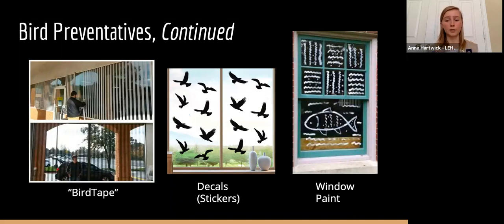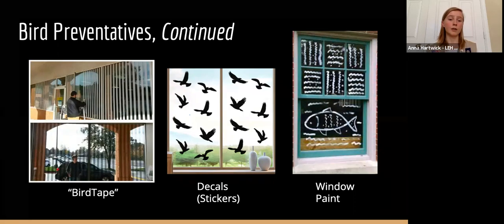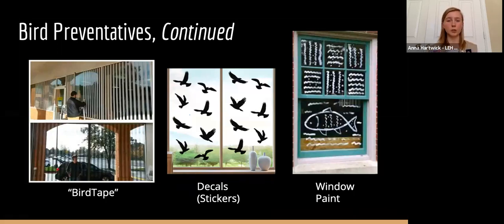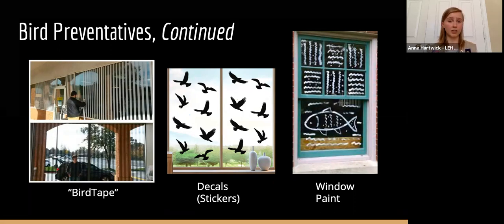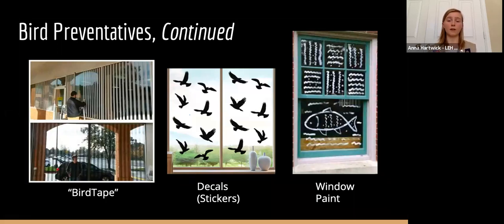Now, 2 more notes before we move on. You always want to apply your bird preventatives to the exterior side of the window. This is because sometimes a reflection is so strong on a window that if you apply something to the interior side, it's not always visible. So for that reason, we want to make sure our bird preventatives are on the exterior side. That's the outer side of the window.